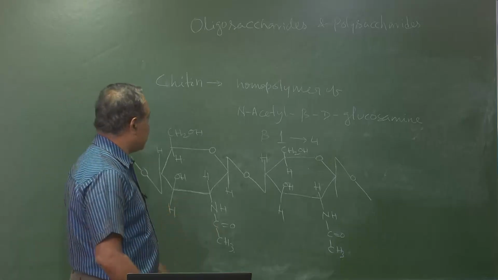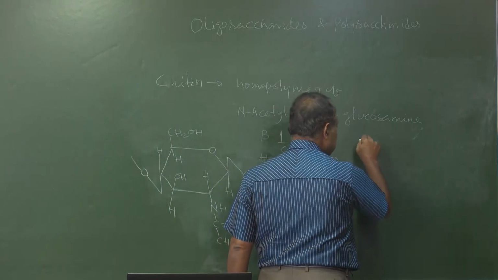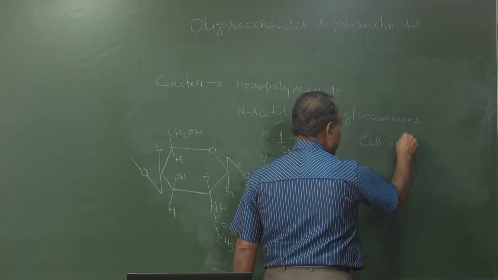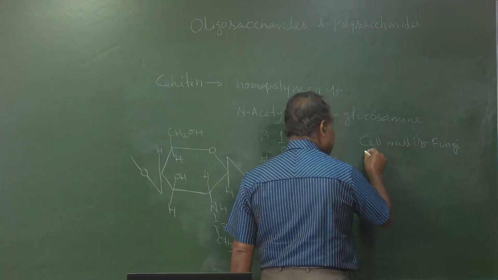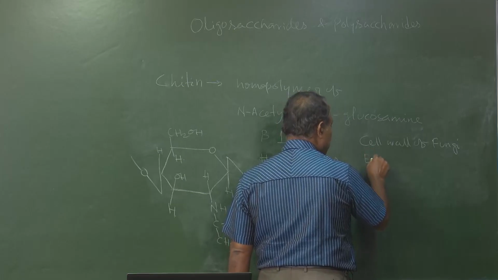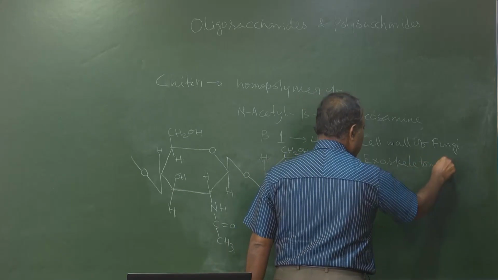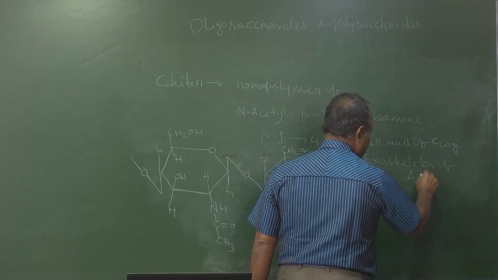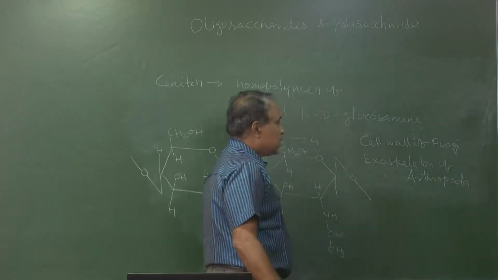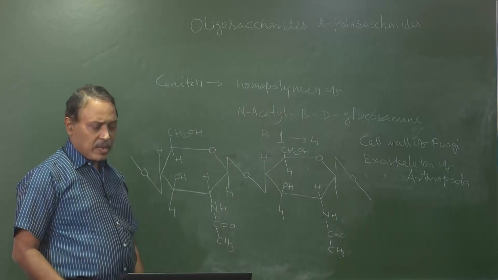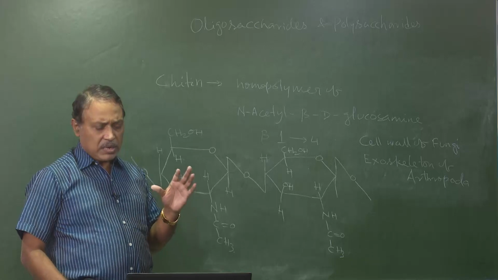And where do we find it? We find it in two very prominent places. One is the cell wall of fungi. Second, we find it in the exoskeleton of arthropoda. They can be present as alpha chitin, beta chitin or delta chitin.